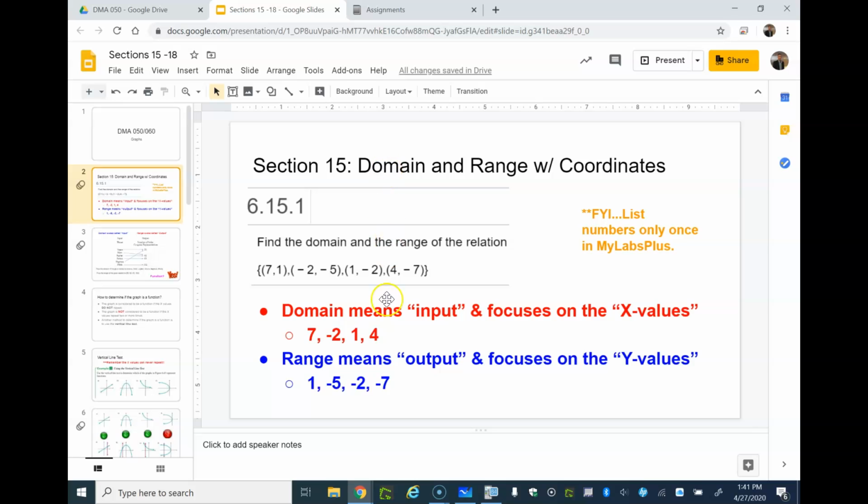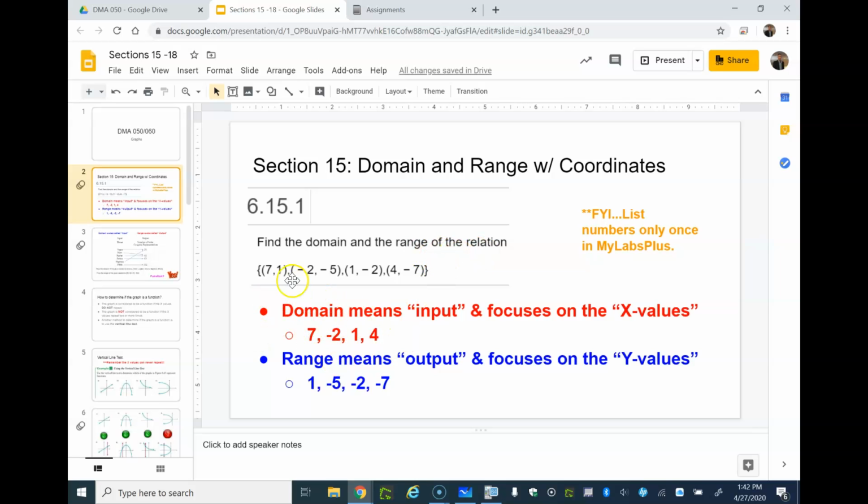Domain, what it means is it mostly focuses on the x values. So the x value is always the first number in an ordered pair. The range focuses on the y values in the ordered pair. So for this one here, since the ordered pairs are given for us, they just want us to state what the domain is and the range is for each of these ordered pairs.